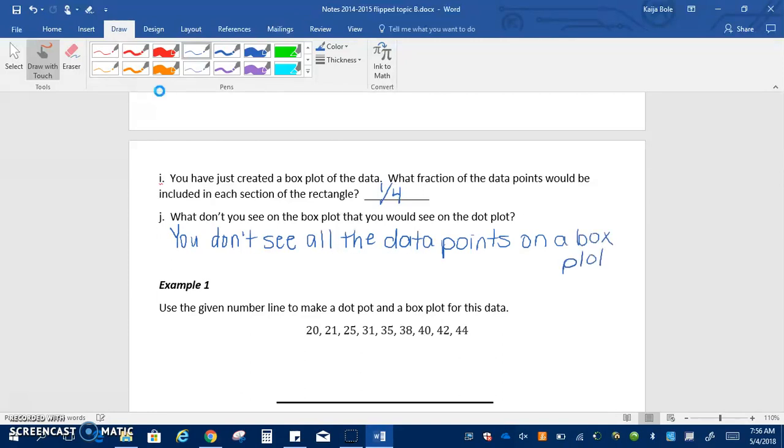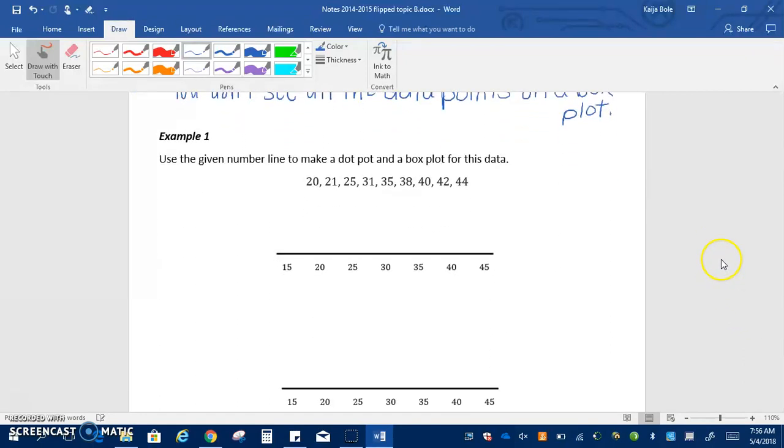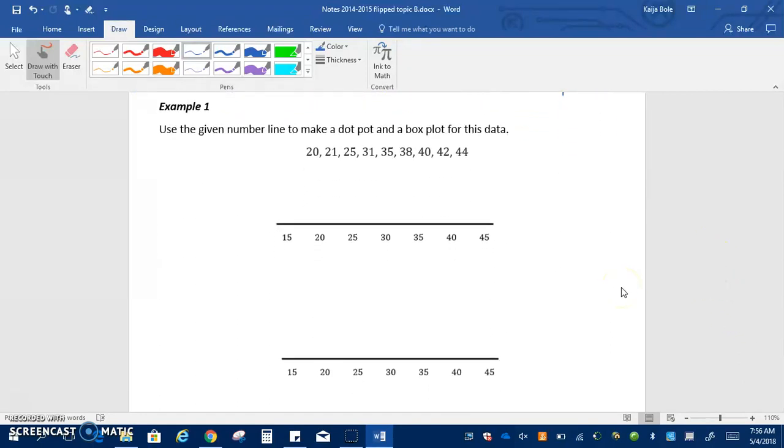Okay. So example 1 here, use the given number line to make a dot plot and a box plot. So first what we're going to do is we're going to check out our numbers. They're all in order. That's so nice. So we're going to go ahead and plot these. So we've got a 20, we've got a 21, a 25, 31, 35, 38, 40, 42, and 44. So no repeats in this one.